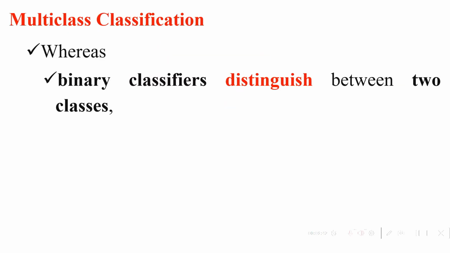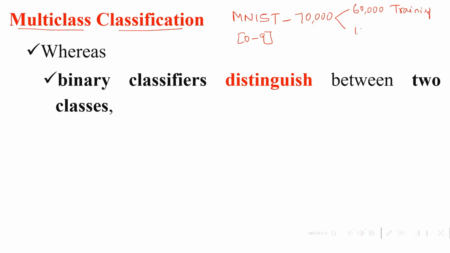So what is the meaning of multi-class classification? First of all, you have to know the meaning of a binary classifier. In the MNIST dataset, we have 70,000 handwritten images of the digits 0 to 9. These 70,000 images are divided into two parts: 60,000 images for the training purpose, and 10,000 images for the testing purpose.